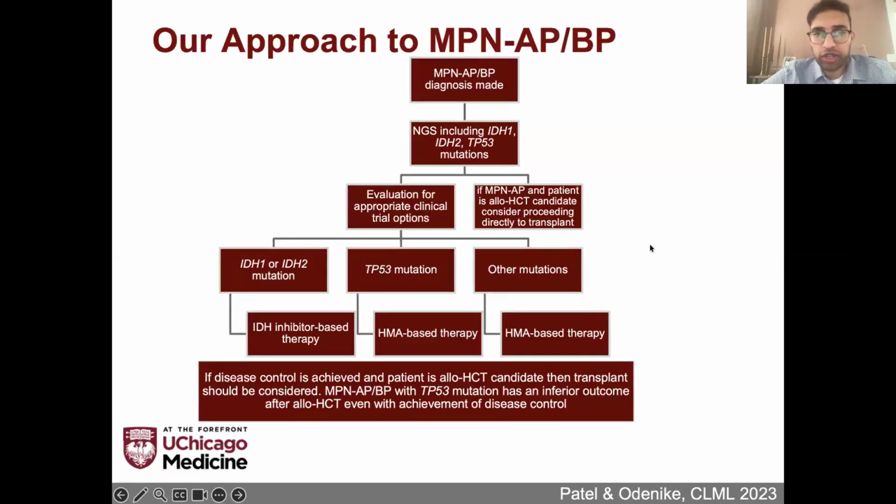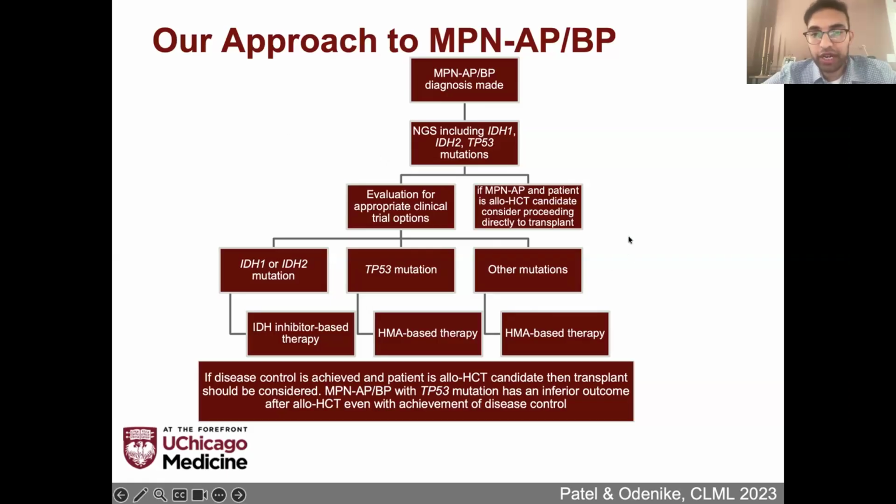So how do we consider treating patients with accelerated and blast phase MPNs? A few things I will mention. Getting molecular testing is essential. We should absolutely know what someone's IDH1, IDH2 status is. Clinical trials would be the preferred treatment approach, given that the standard of care leaves a lot to be desired.